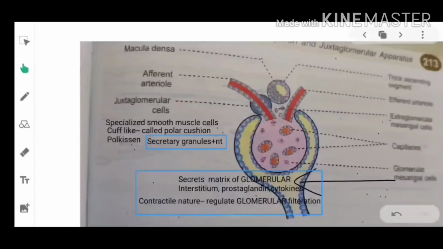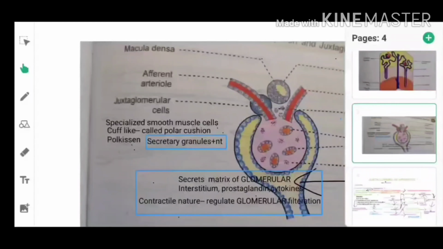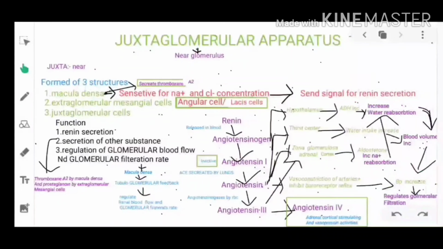Now this is a diagram of the juxtaglomerular apparatus. Now what is juxta? Our topic is juxtaglomerular apparatus. Juxta means near and juxtaglomerular means near the glomerulus. So the definition is: juxtaglomerular apparatus is a specialized organ situated near the glomerulus of each nephron.